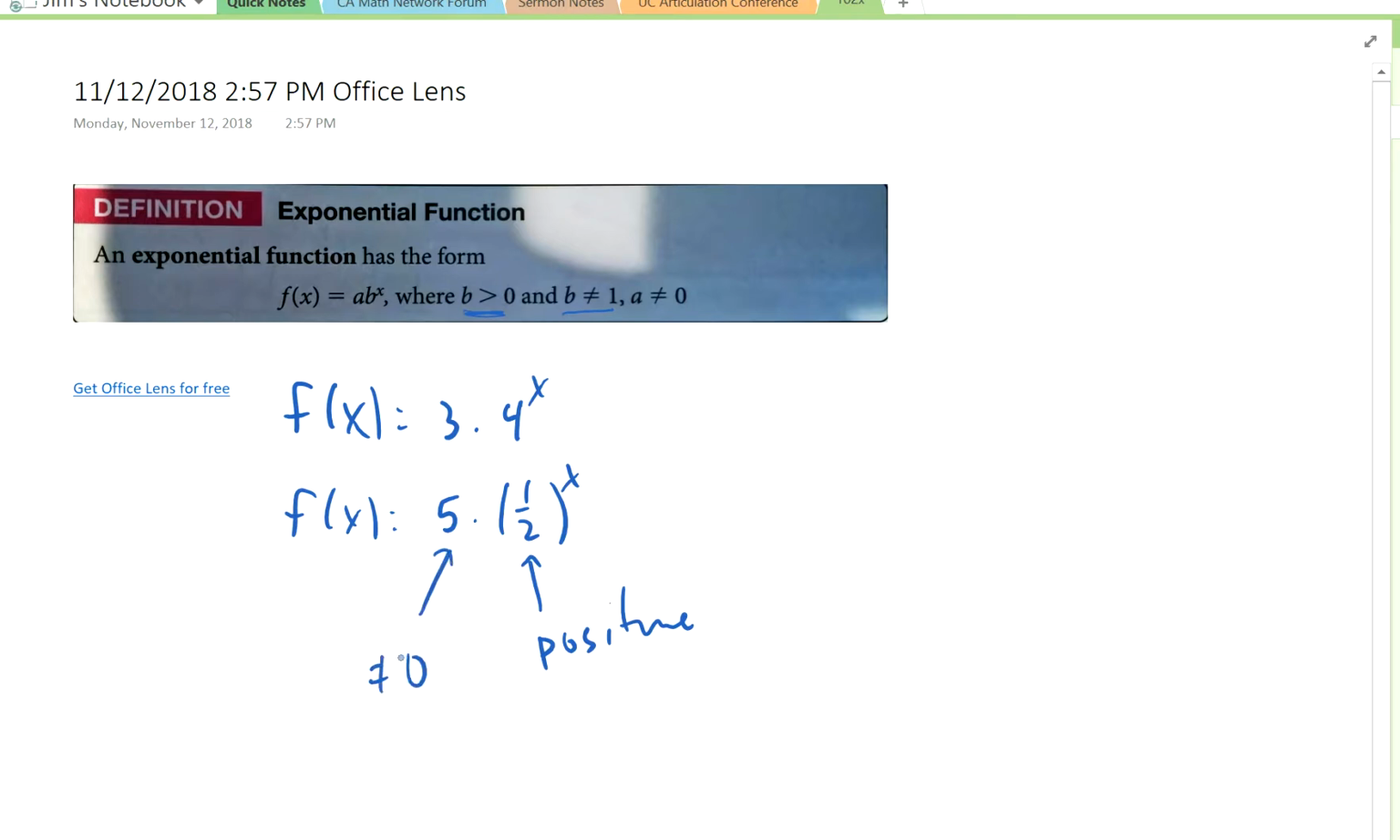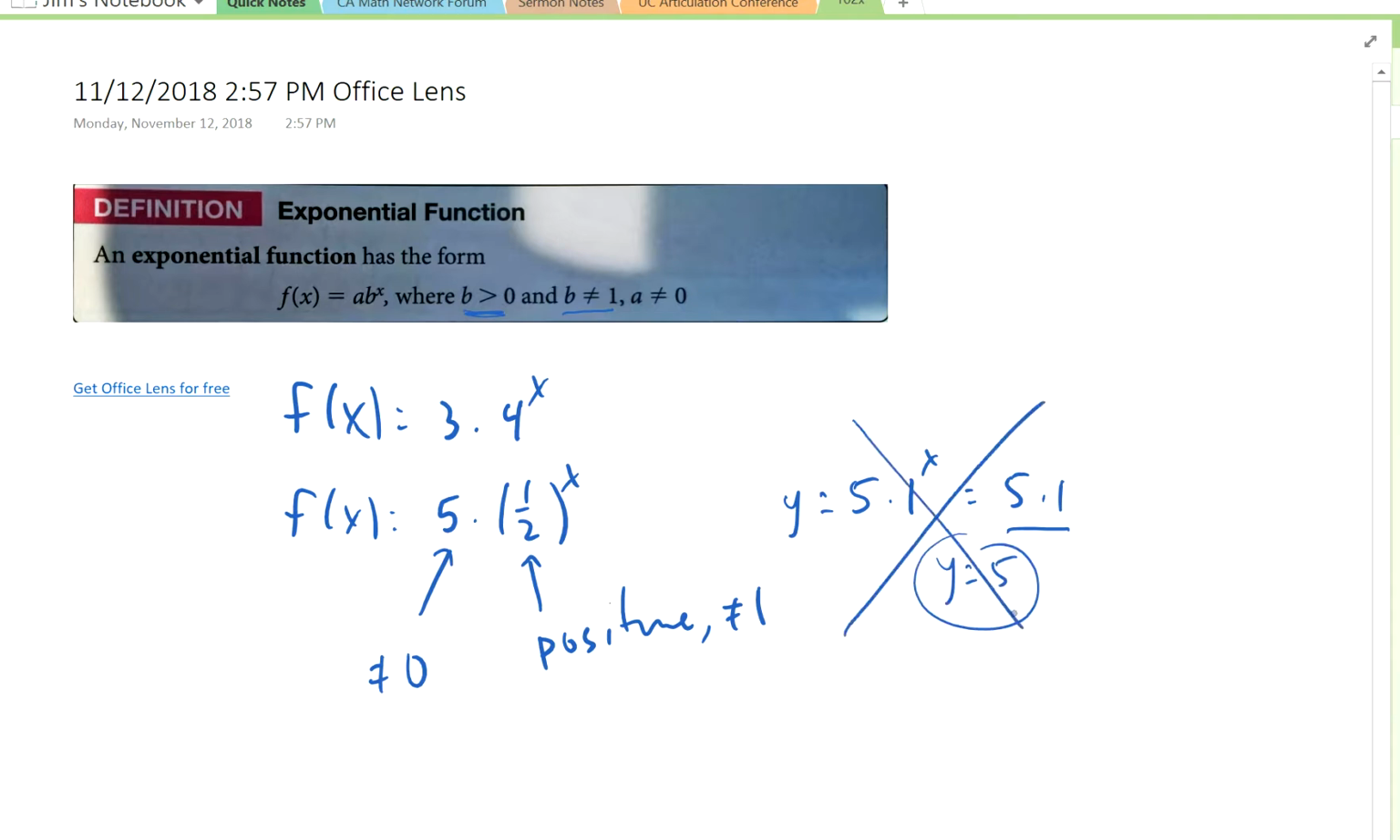Okay, so f of x equals 3 times 4 to the x. f of x equals 5 times 1/2 to the x. As long as that is positive, and this is not equal to 0, because if it's equal to 0, that's terrible, and this cannot be 1. Otherwise, it's 5 times 1 to the x, which is just 5 times 1. That's not an exponential, that's just a constant. It'd be y equals 5, and that's not an exponential function, so we can't have that.